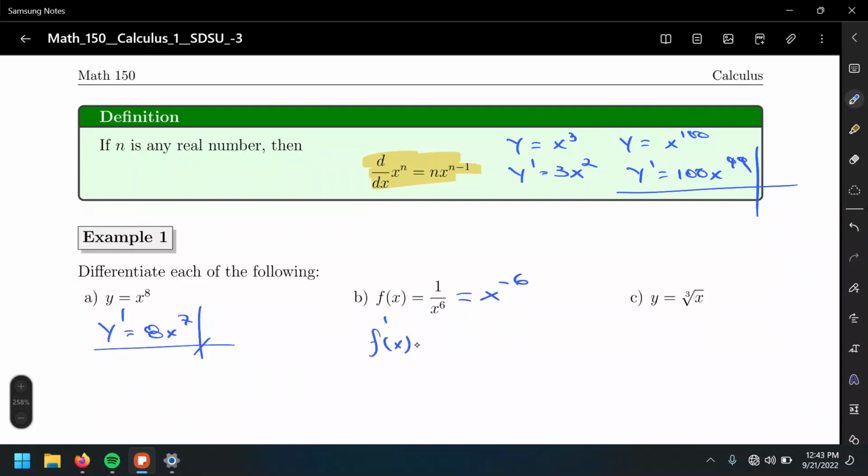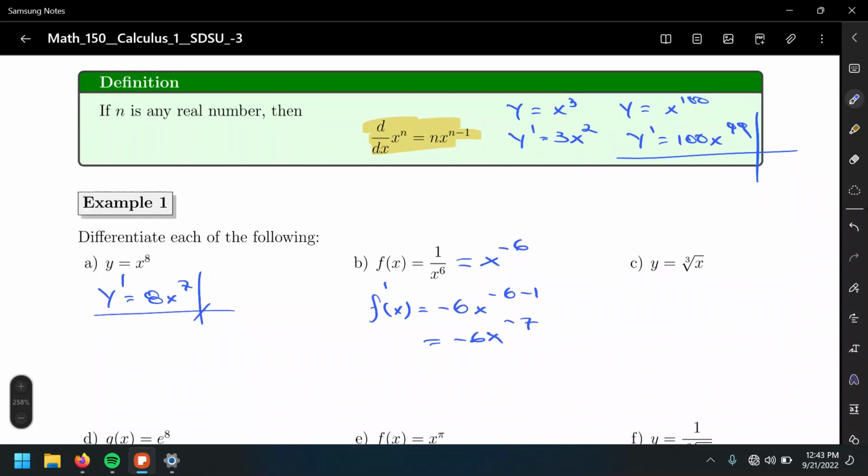f prime of x equals negative 6, have the exponent jump in the front, x to the negative 6 minus 1. What's negative 6 minus 1? Negative 7. And we're essentially done with the calculus, the rest of the problem is algebra. You might want to write this negative exponent as a positive exponent: negative 6 over x to the 7. That's the final answer.